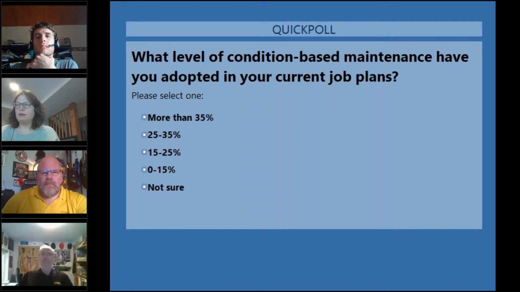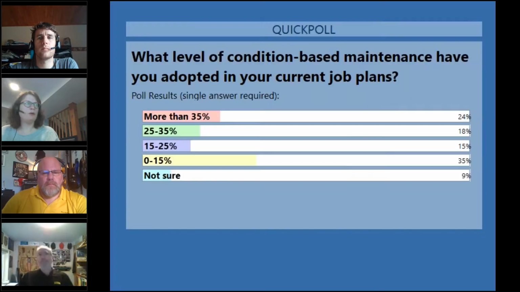And the idea, of course, is to give our presenters an idea of what the audience is doing at this point. So to share our results right now, we have 24% who are doing more than 35% of condition-based maintenance. We have 18% at the next level down, 15% doing 15 to 25%, and 35% doing 0 to 15, and 9% not sure. Panelists, what do you think about those results?